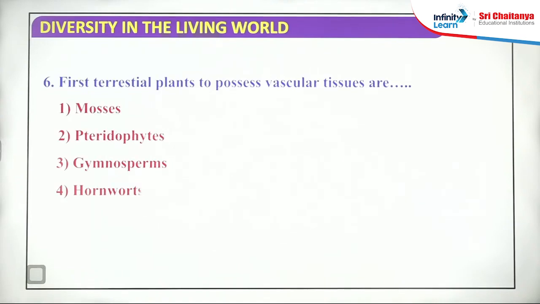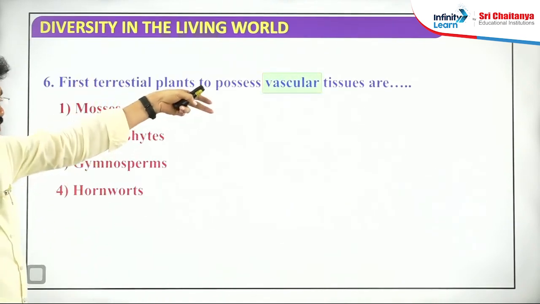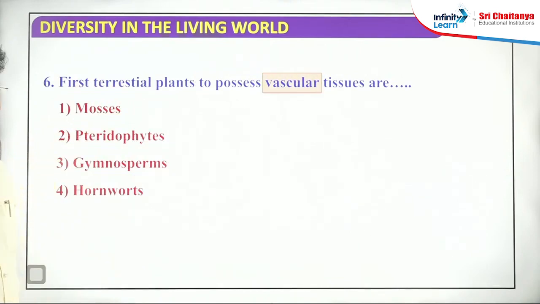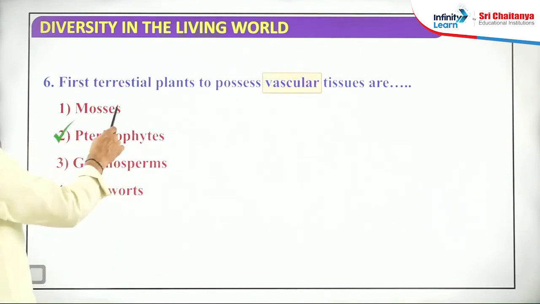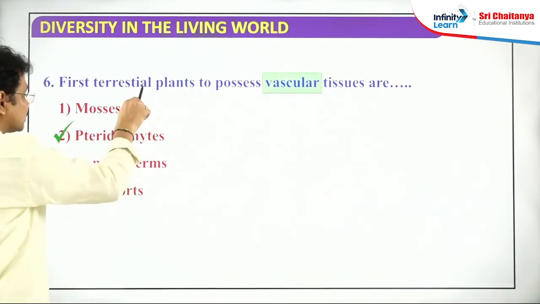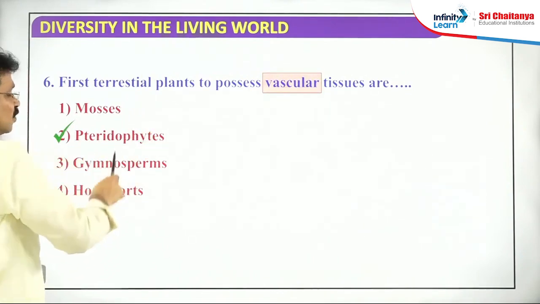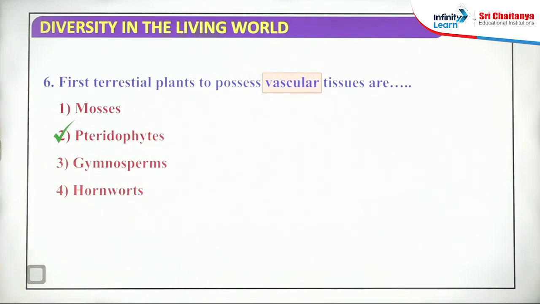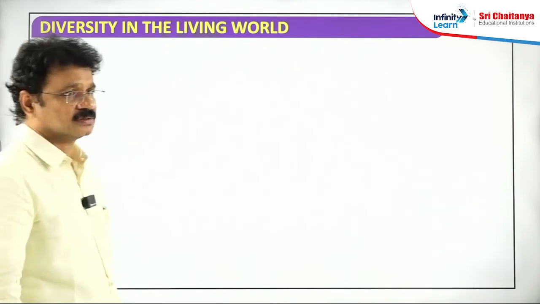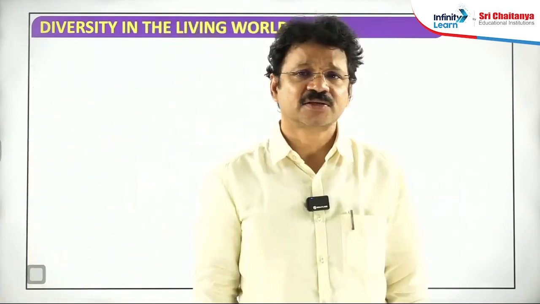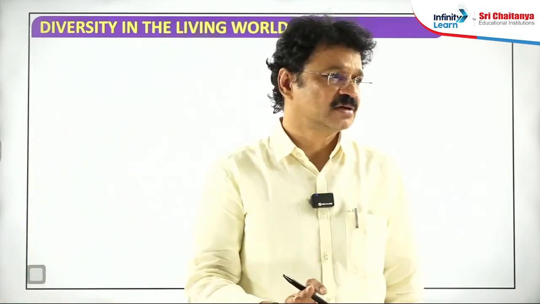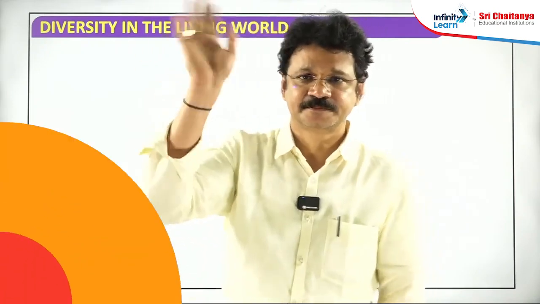What is the next question? First terrestrial plants possessing vascular tissues. These plants are also called the first vascular plants in the overall plant kingdom. Answer. Good, good. Pteridophytes. The first land plants are mosses, but with vascular tissues, here we go to pteridophytes only. Good. Second option, right answer. Okay, right. I will explain the last groups, both gymnosperms and angiosperms, in the next class.